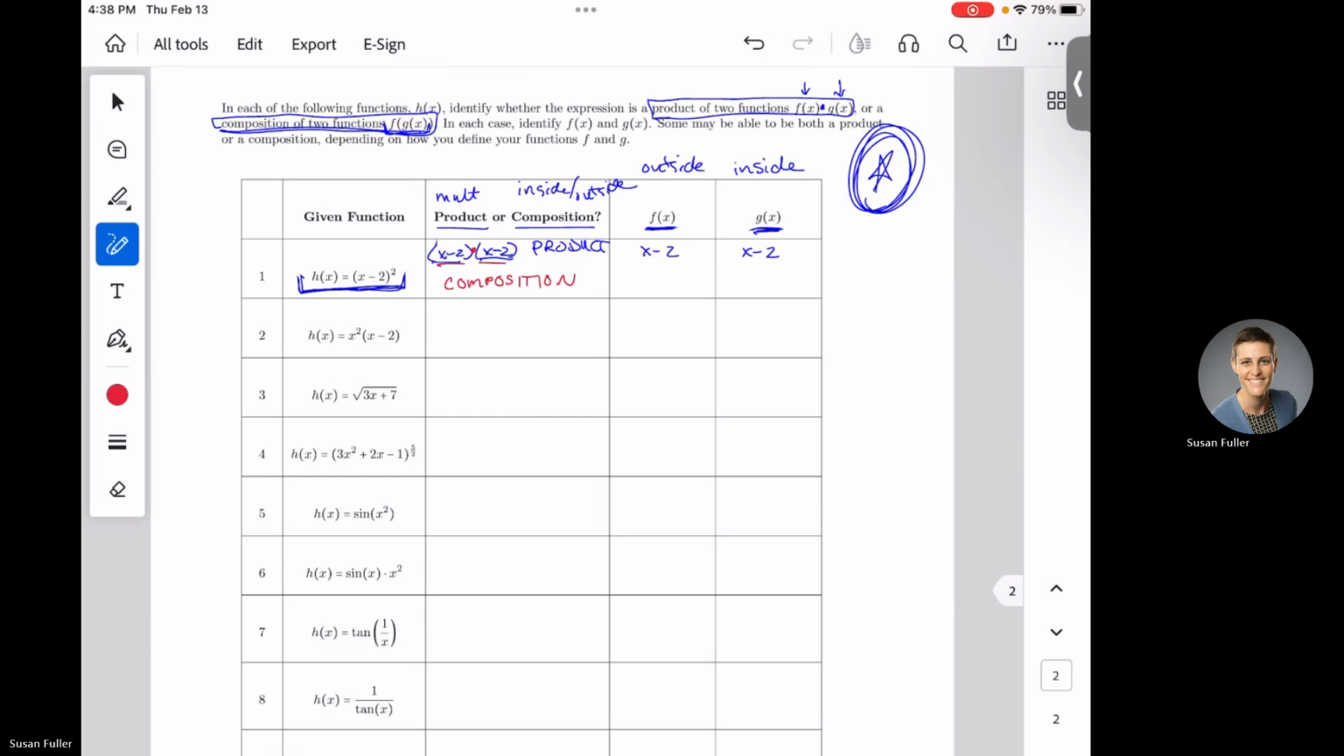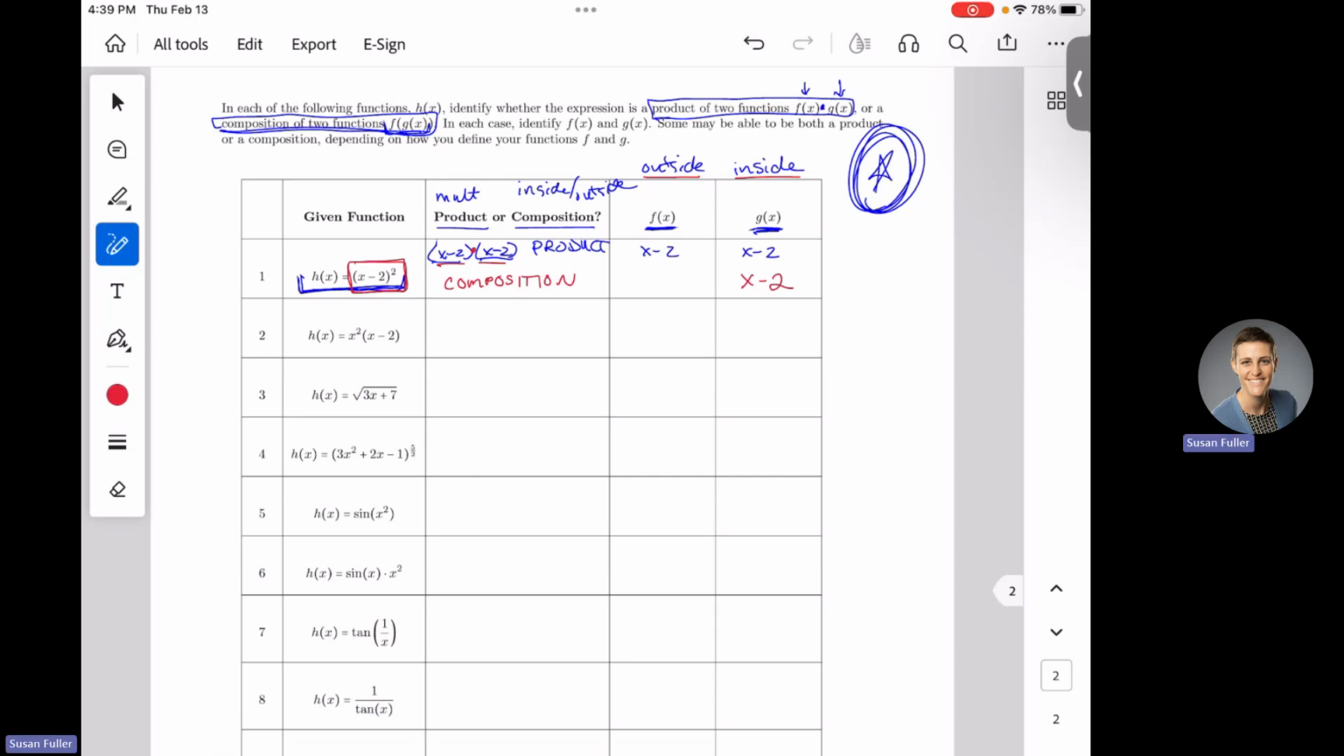And the hard part about this is identifying these functions, especially for composition. Now, f of x for composition is my outside function, and g of x is my inside function. I think it's helpful to start with your inside function here. If you look at x minus 2 squared, what would you say is inside something else? What if you had to pick something to be inside something? What's inside something else? Yeah, the x minus 2 is inside something else. So that's going to be my inside function, g of x. Now, what is x minus 2 inside of?